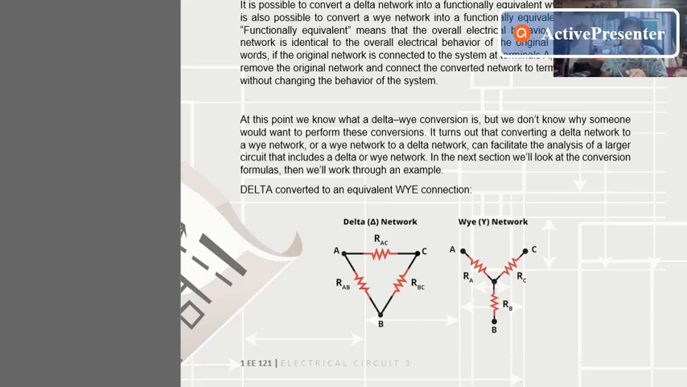In the delta, we have RAB, from A to B, and we have RAC from A to C, and we have RBC, from B to C for the delta network. In our Y network, we have RA from A to the center, and we have RB, and we have RC.